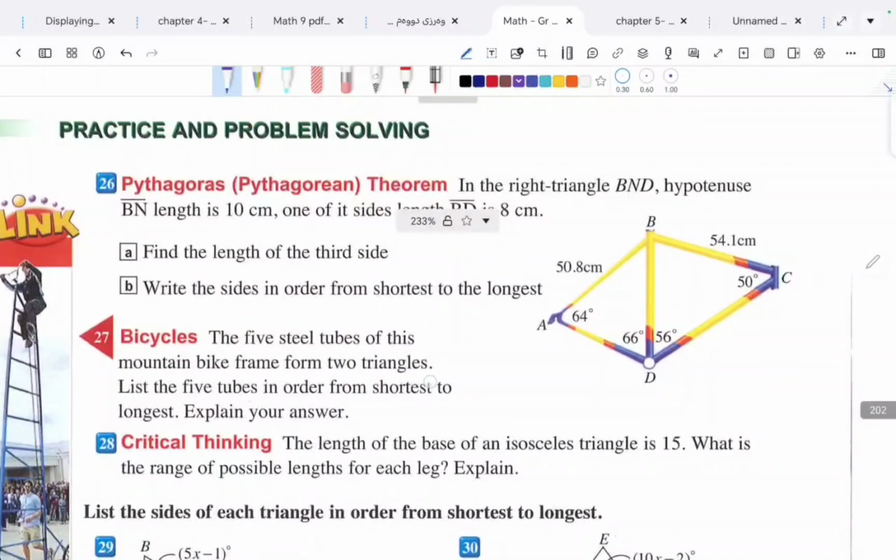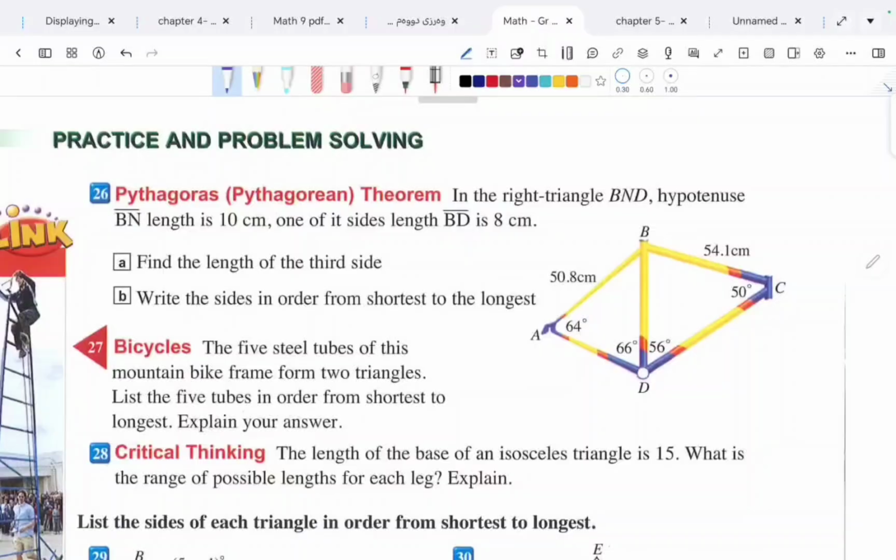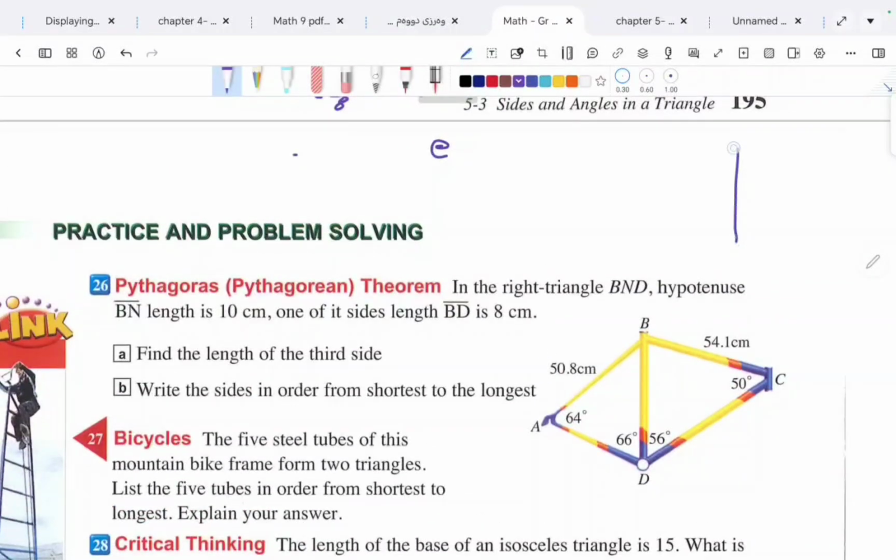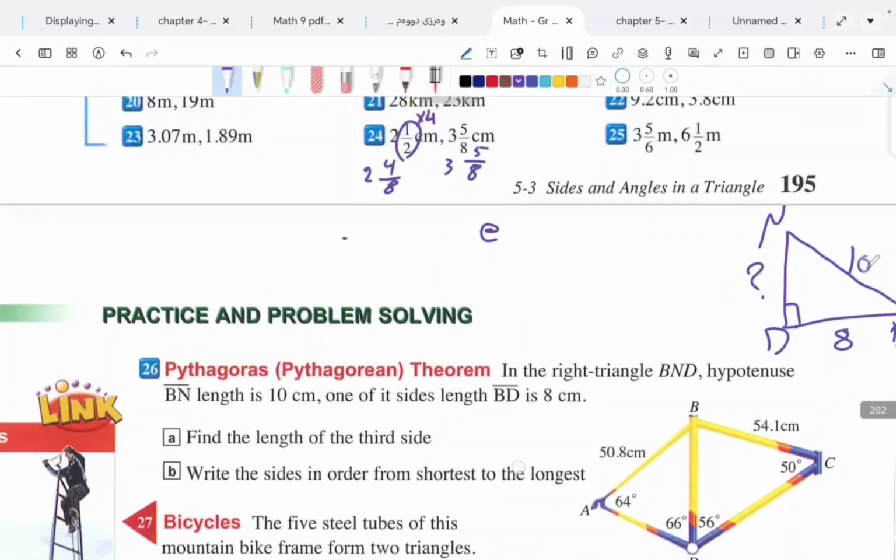Okay, in this case, question 26, we have the Pythagorean theorem. In a right triangle, it's like this. Okay, this is the hypotenuse. They say what? The right triangle BND. So it is B, N, and D. They say the hypotenuse is BN, which equals 10. You know the hypotenuse is the greatest side of a triangle. Then one of the sides, BD, is 8. Find DN. Okay, how can I find it?